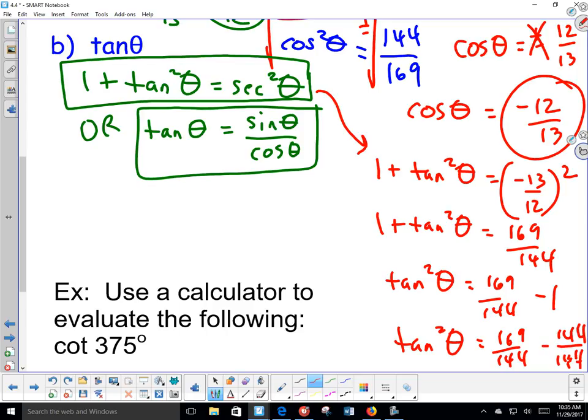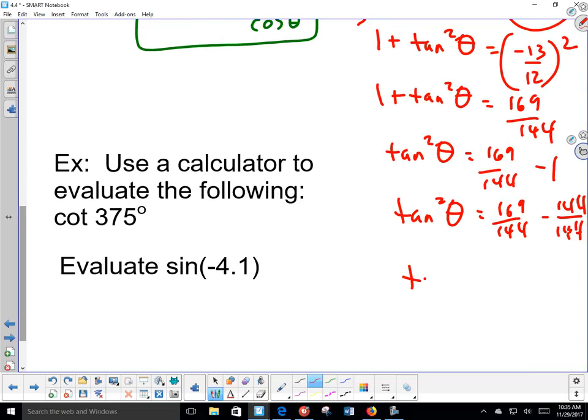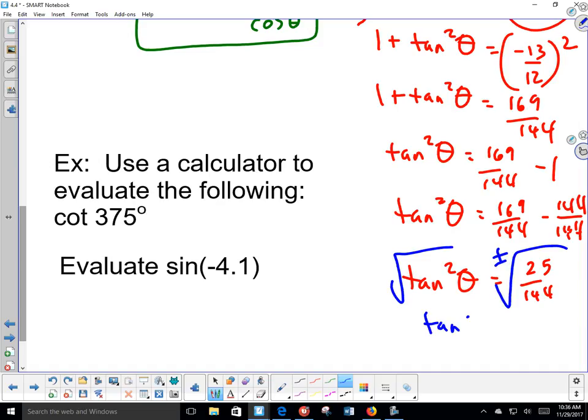You're trying one of these methods, right? I'm just trying this first one. And so I am getting that the tangent squared theta is equal to 25 over 144. And I take the square root and plus or minus, and I get tangent of theta equals plus or minus 5/12. But I know I'm in quadrant 3.